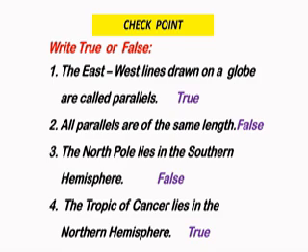Now the time for checkpoint. Write true or false. First question. The east-west lines drawn on a globe are called parallels. True or false? Who will say? Yes, tell me. It's true. Correct. Second question. All parallels are of the same length. Next, who will say? Yes, it's false. Why? Because parallels are not of the same length. We know that from the equator towards the poles, its length decreases.